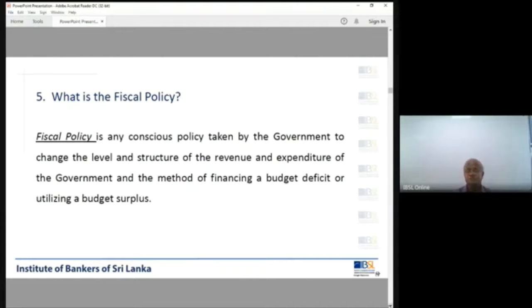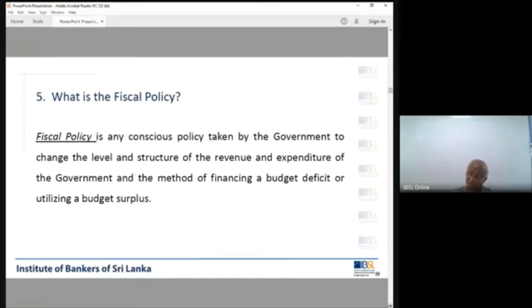Government expenditure policies. Government may increase the expenditure, increase salaries and wages of the teachers, engineers, government employees. Then increase government investment expenditure. Policies related to this all come under fiscal policy.